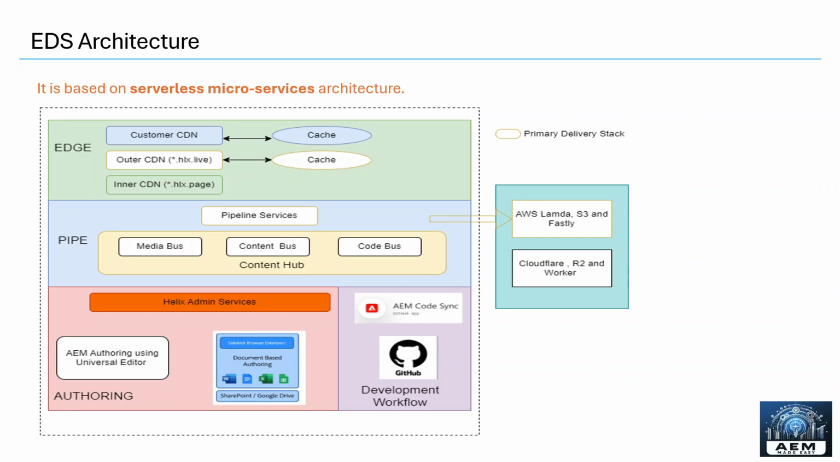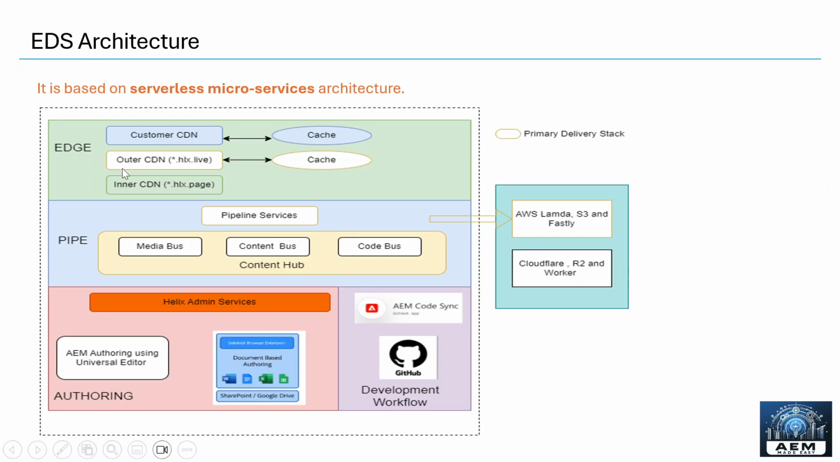The second level is Fastly, which is referred to as the outer CDN. Here, all the pages of .hlx.live, or nowadays the hlx extension is removed and the .aem extension is used, so .aem.live pages are served through this CDN. And here also there's a long-lived shared cache. A page gets cached here, and whenever content gets published, the Helix admin service will surgically invalidate the cache for affected pages and resources.